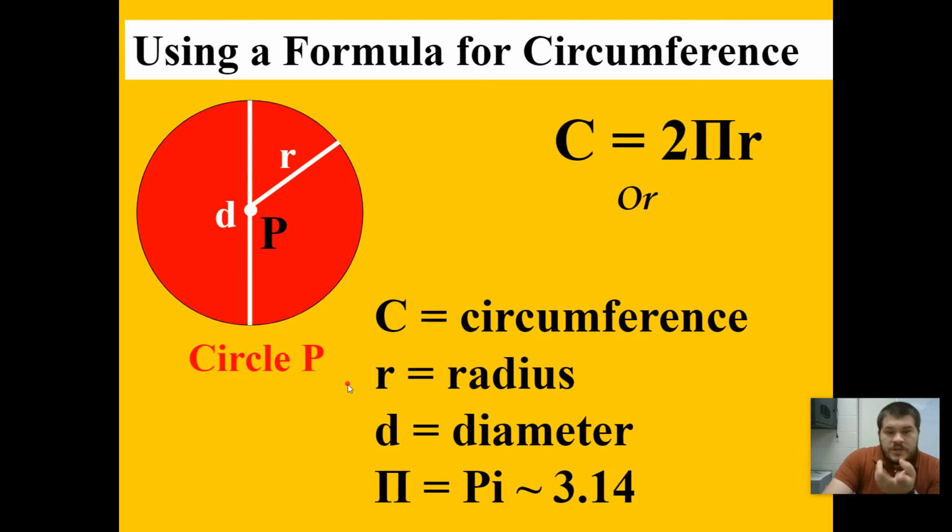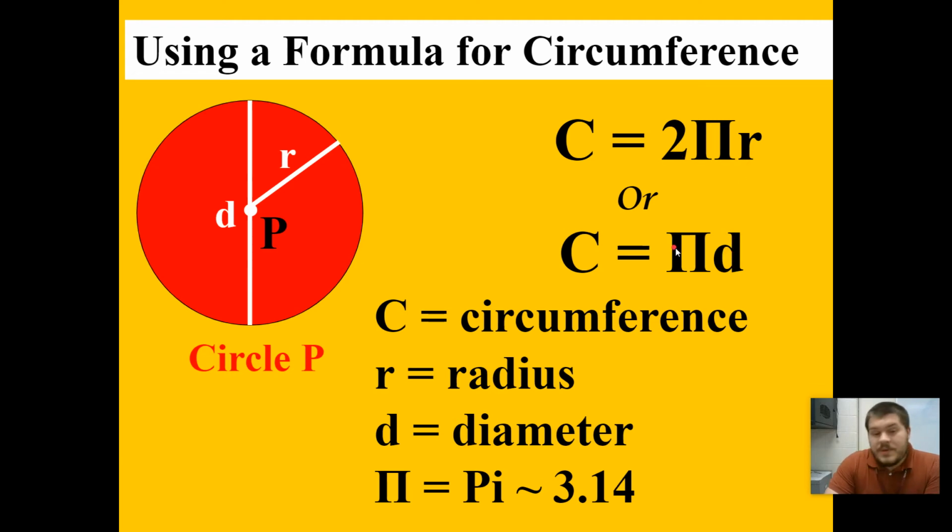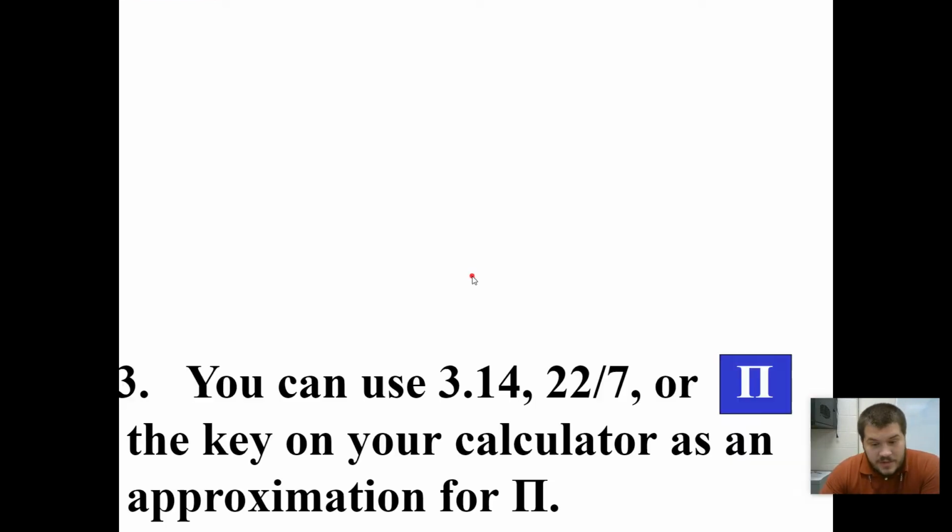So there are 2 equations for circumference. We have C equals 2 times pi times the radius, or we have C equals pi times diameter. The reason we have 2 is, again, the diameter is equal to 2 times the radius. So these are the same. 2 times that radius there is the same thing as a diameter. It just depends on what we have to work with, whichever is easiest to use.